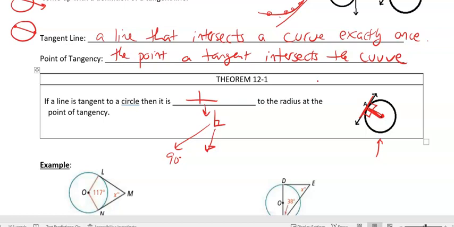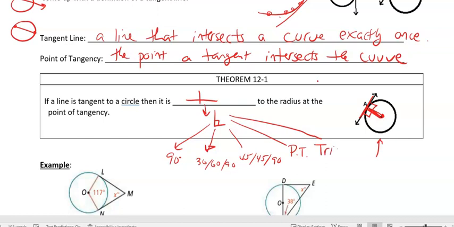Anybody? You can do 30, 60, 90s. Fantastic. You can also do 45, 45, 90s. You can also do, what is the theorem that you need a right triangle for? Pythagorean theorem. You can also do, what's another thing that you need a right triangle for? Trig. What's another thing? Well, we can do HL. HL proofs need a right triangle. What's another thing? Well, we know all right angles are congruent, so we can use proofs that involve right angles.